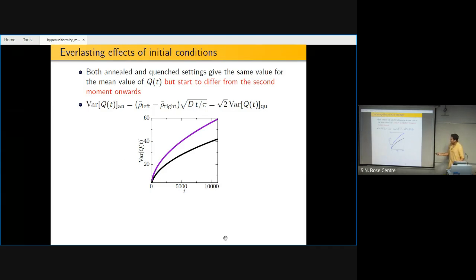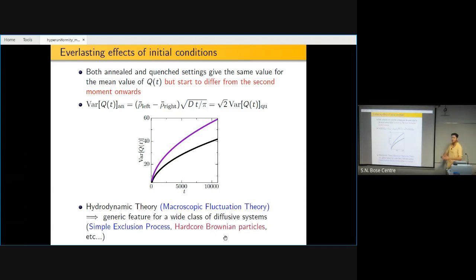Now, initially, the first problem that they looked at, they used hardcore Brownian particles, and then they studied non-interacting Brownian particles, and eventually they solved a full hydrodynamic theory which encompasses a lot of different macroscopic processes, for example, simple exclusion process or hardcore Brownian particles or random average processes, and they showed that for all these different macroscopic processes, there is one hydrodynamic theory with which you will actually get the same result. If you take the annealed initial condition where you let the system fluctuate, or the quenched one where you do not let the initial state fluctuate, then you will see that annealed and the quenched results are different by a factor of square root 2.